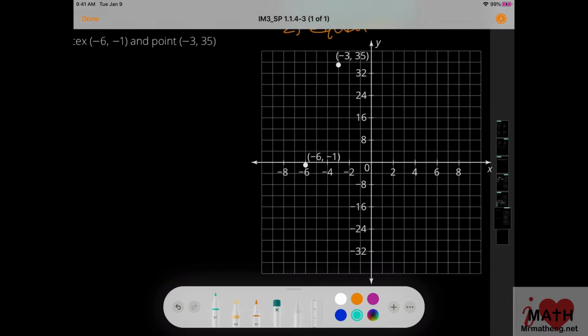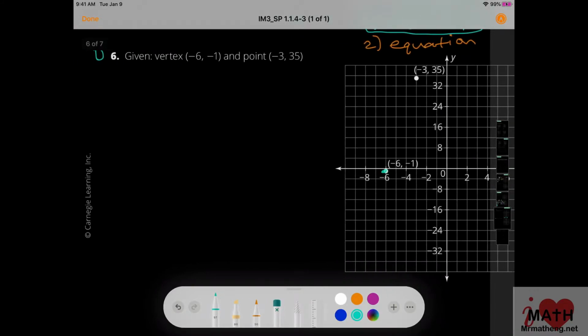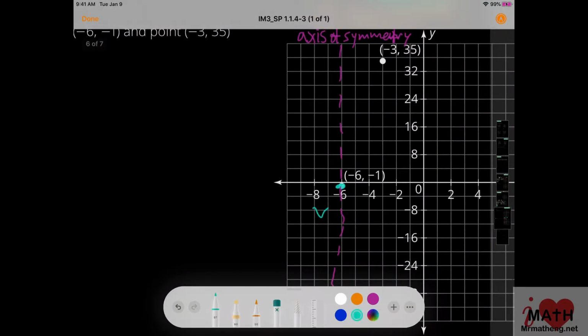The vertex is (6, -1). So here's my vertex. Question: are there points above or below it? They give you a point that is above it. So if you're going to connect the dots, my graph's going to have to, let's be a little more accurate here. Remember the axis of symmetry. The folding point of my graph is this pink line. It goes through the vertex, okay? Now, my graph must go through this point.